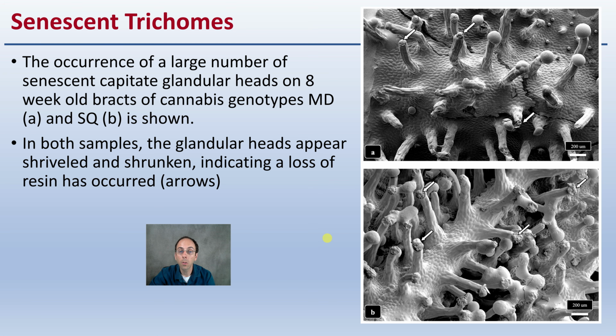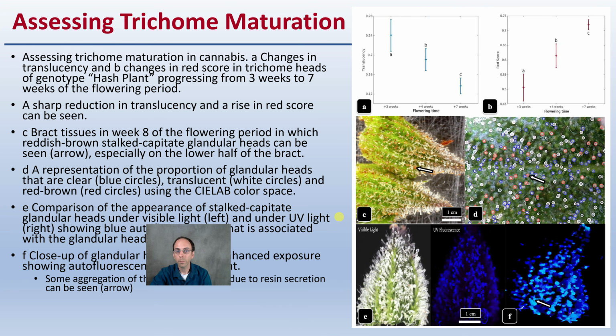In both samples, those heads did appear shriveled and shrunken, indicating a loss of resin had occurred. We can see that indicated right where the arrows are located. We do see slightly different structures there, but we do see that same kind of aging and that senescence of those trichome heads, which is why as growers you want to pick the peak harvest time.